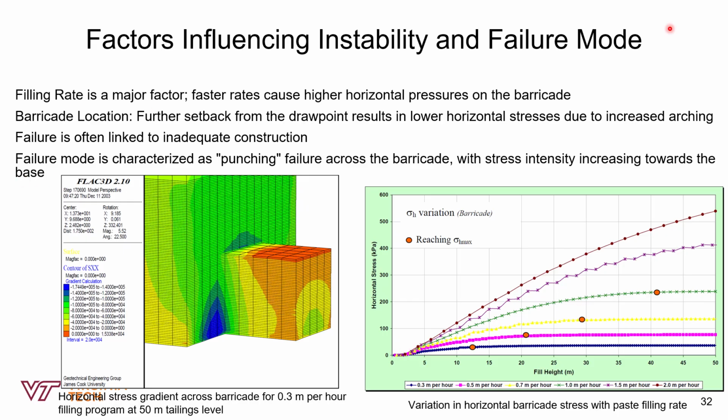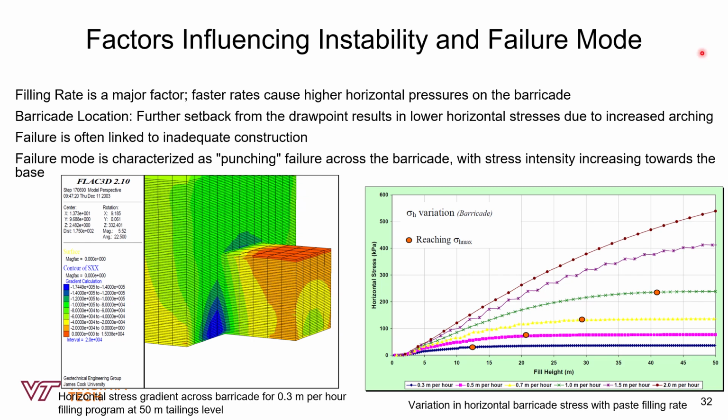So why this difference? This is showing that when we fill slowly, we give the water time to drain and the cement time to start hardening. But if we fill too fast, that means the material stays liquid and that creates massive hydraulic pressure.